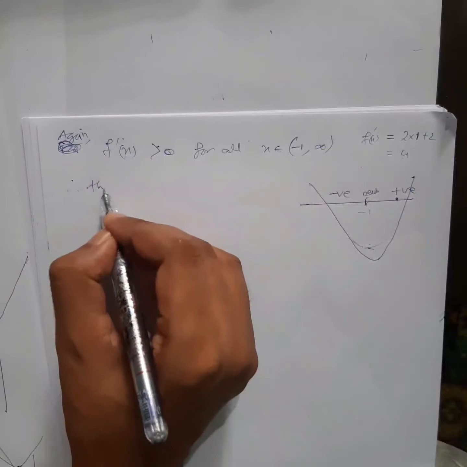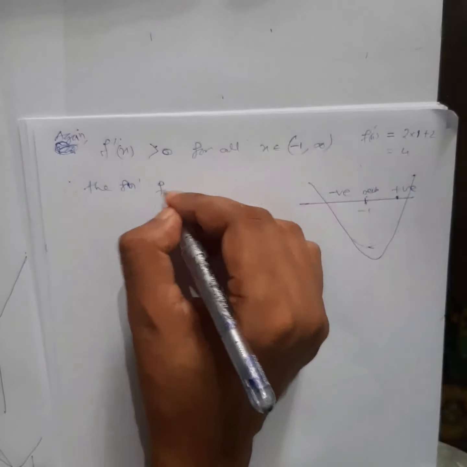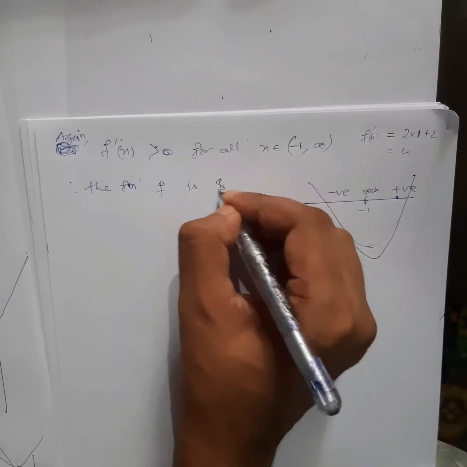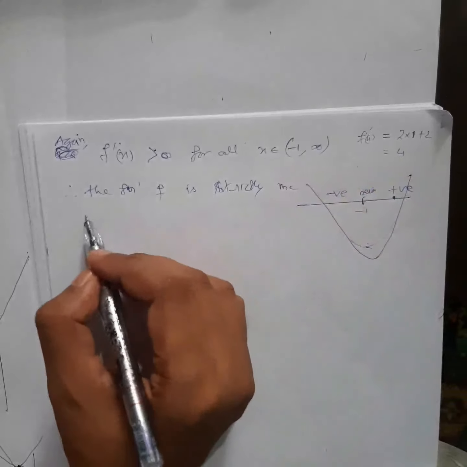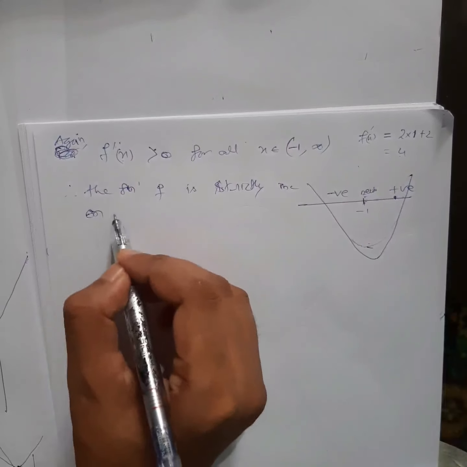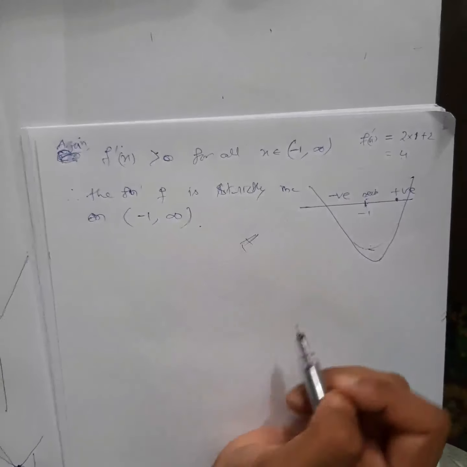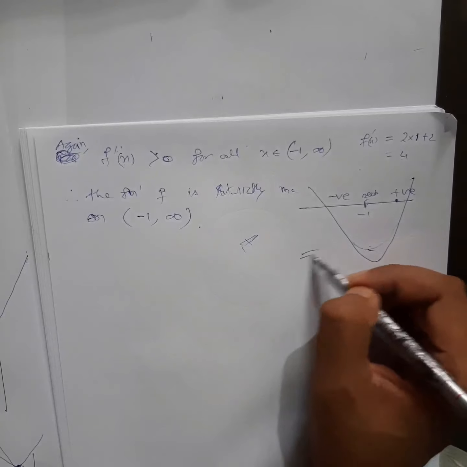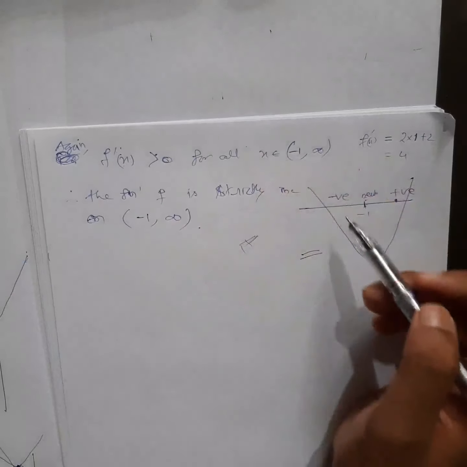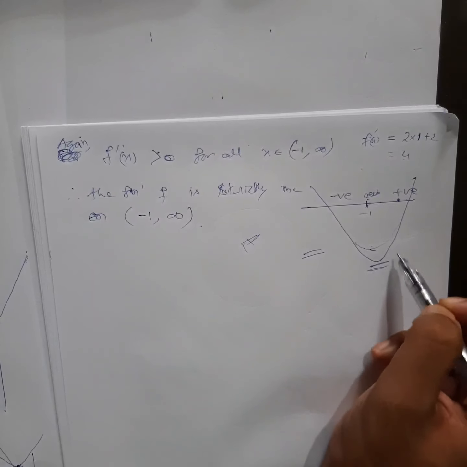Therefore the function f is strictly increasing on the interval minus 1 to infinity. That's it. So this question is not tough. Students face difficulty in this kind of question because they don't try to understand with the help of a graph.